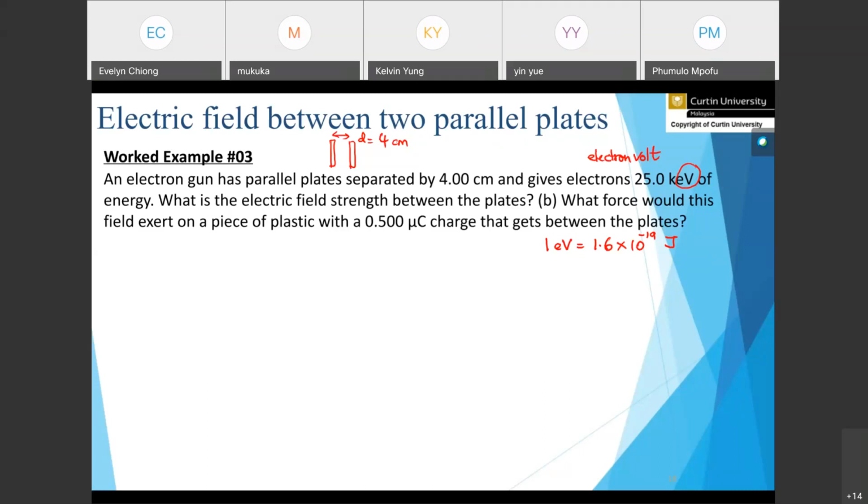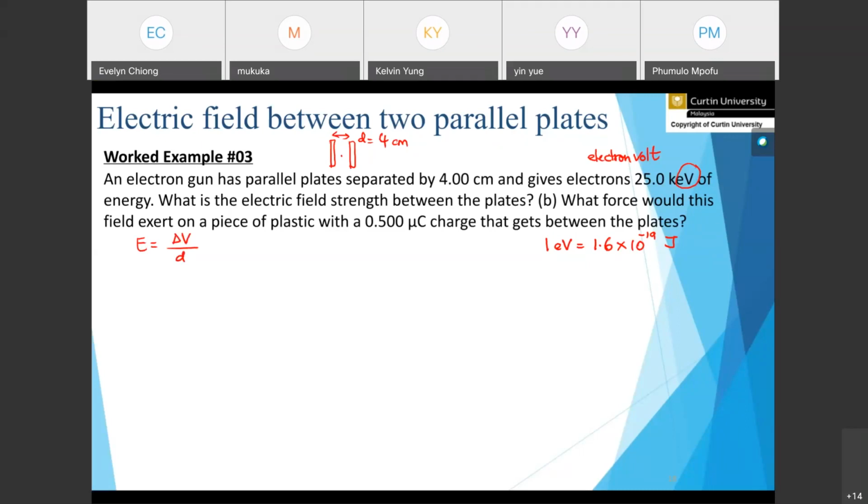So what is the electric field strength between the plates? And what force would this field exert on a piece of plastic with a 0.5 microcoulomb charge that gets between the plates? So the second part is, let's say you have a charge here. First of all, we know that for two parallel plates, the electric field equals delta V divided by D, by the distance.